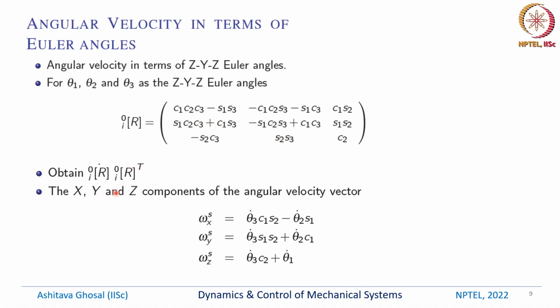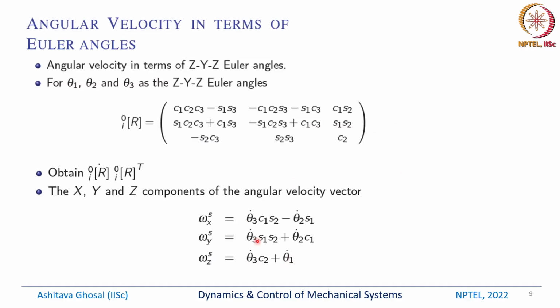Then you post-multiply this R dot matrix by R transpose, and again we can extract the x, y, and z components of the angular velocity vector. The x component in this case is given by theta 3 dot into C1 S2 minus theta 2 dot into S1, and the y component is theta 3 dot into sin theta 1 into sin theta 2 plus theta 2 dot into cos theta 1, and the z component is theta 3 dot into cos theta 2 plus theta 1 dot.